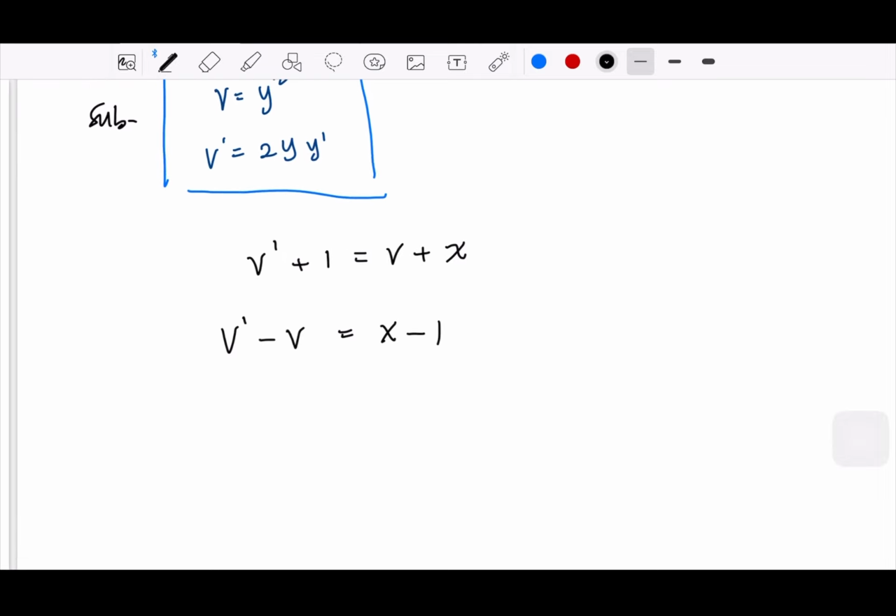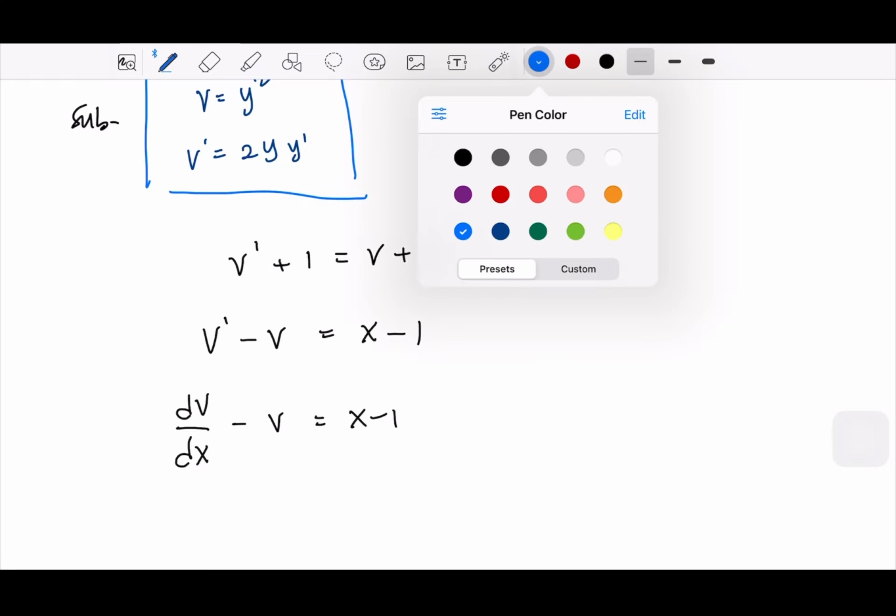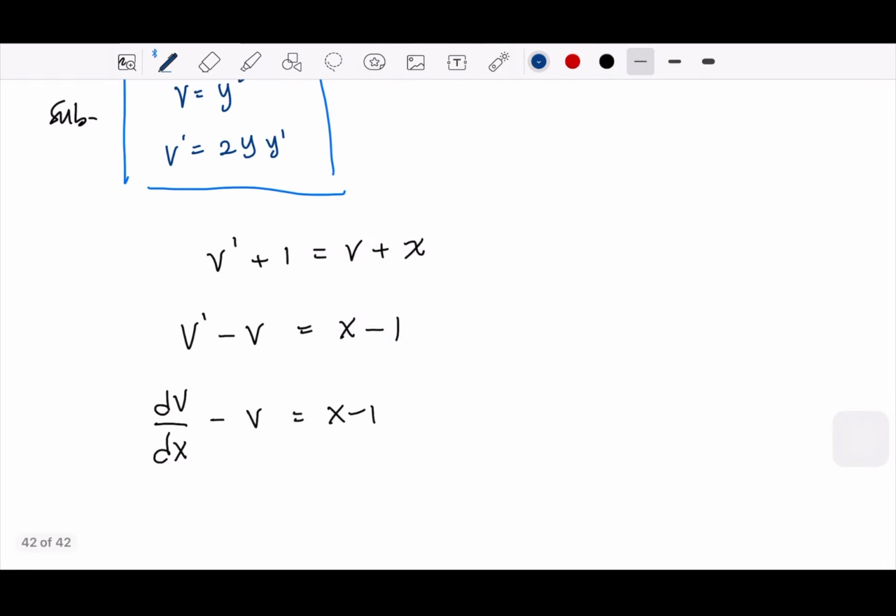Or if you would like to write in terms of dv to make sure that we are on the same page, this is also okay. Remember that if we have the linear, let me write the original one here. This is y prime plus p(x)y equal f(x), okay? So we have our p(x) here is -1, right? And the f(x) is x minus 1.